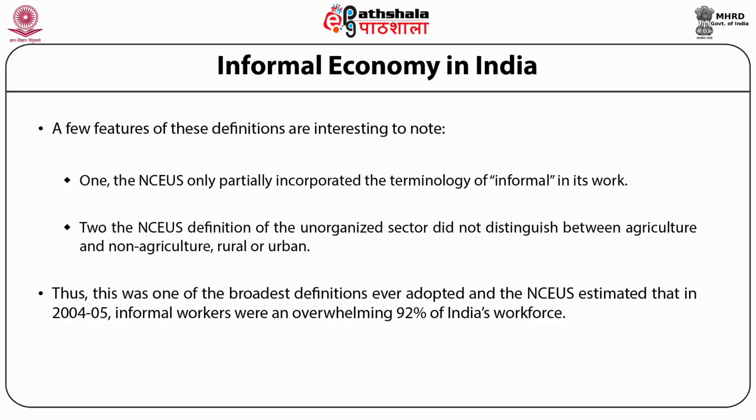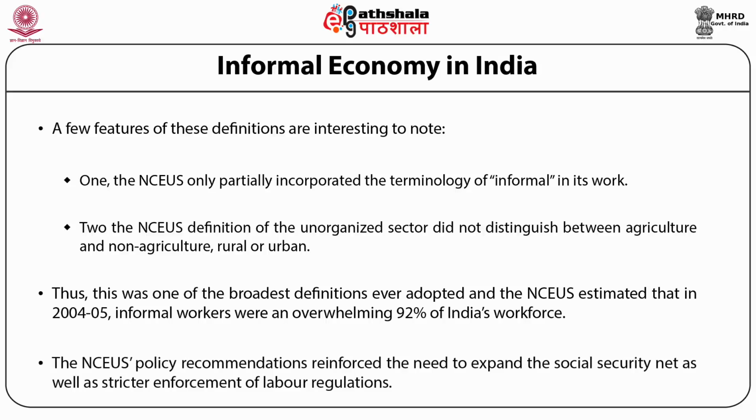Third, the centrality of the social production perspective in the work of the NCEUS is evident in its definition. Kannan and Papola highlighted NCEUS findings showing the high congruence between the proportion of workers in the unorganized sector and this general state of poverty and economic vulnerability. Further, the NCEUS also found that 57% of urban informal wage workers received wages below the nationally recommended minimum wages. Kannan and Papola also reported the unsanitary working conditions, long hours, and exploitative relationships that characterize the informal economy. The NCEUS's policy recommendations reinforce the need to expand the social security net as well as stricter enforcement of labor regulations.